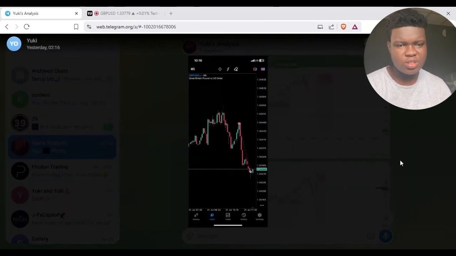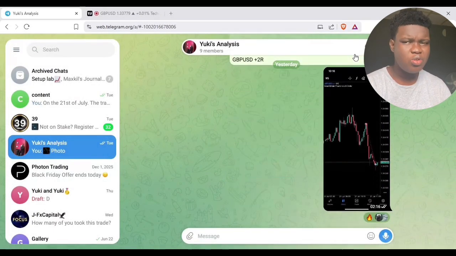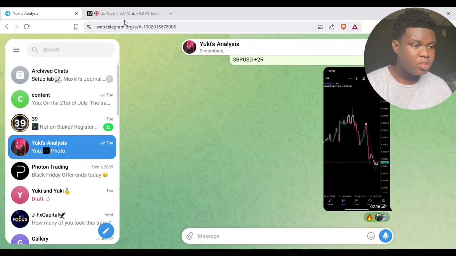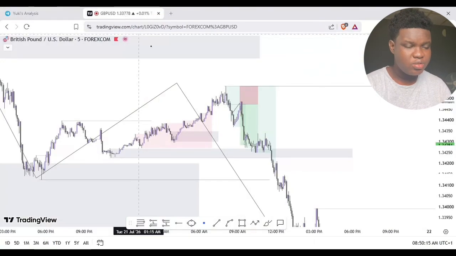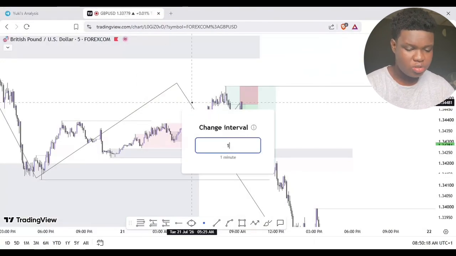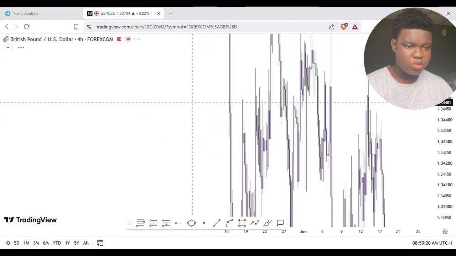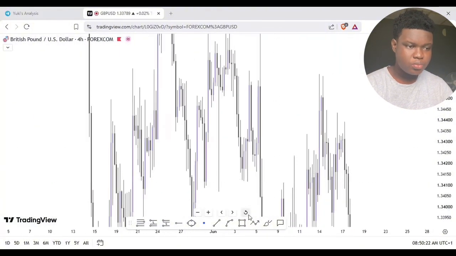So we're up 2% on the funded account. No, we're not up. We're almost at break even. I'll probably pop a screenshot of the account balance. We're almost at break even. So that being said, we had a good trading day yesterday. So I'm going to show you what I'm monitoring today on GBP USD.